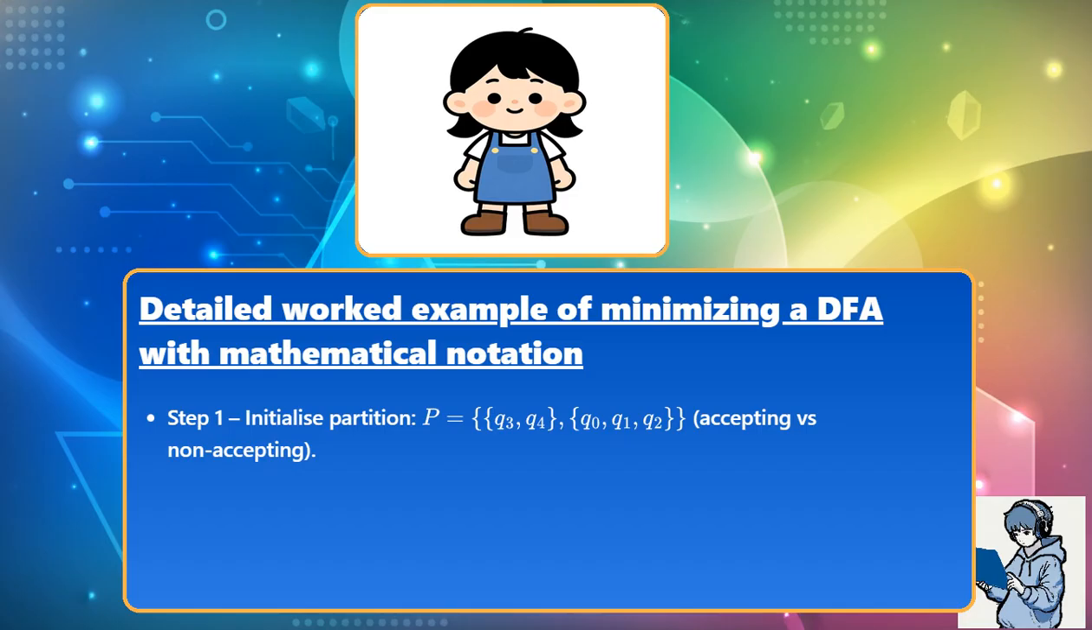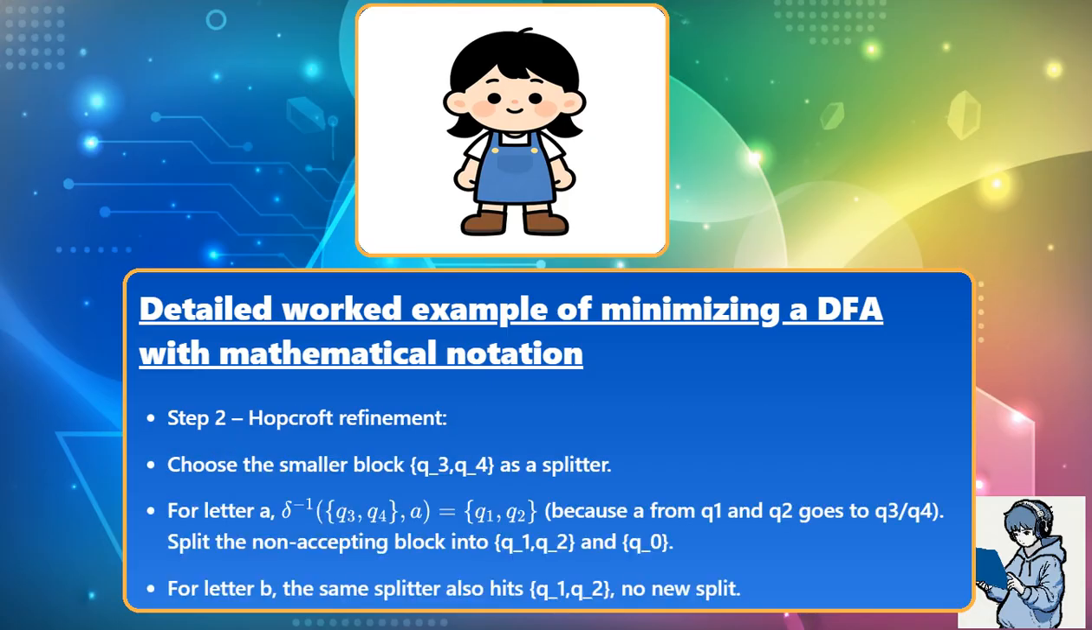Step 1. Initialize partition. P equals the set containing the block {q3, q4} and the block {q0, q1, q2}. The first block are the accepting states, the second block are the non-accepting states. Step 2. Hopcroft refinement. Choose the smaller block containing q3 and q4 as a splitter. For the input a, the inverse delta of the splitter equals the set {q1, q2}, because from q1 and q2 a leads to q3 or q4. Split the non-accepting block into {q1, q2} and {q0}. For the input b, the same splitter also hits q1, q2, so no new split.